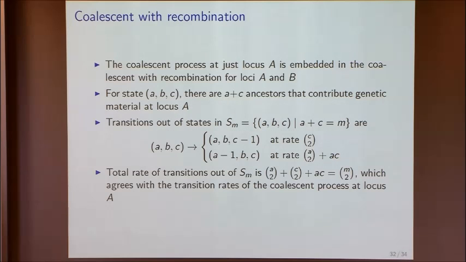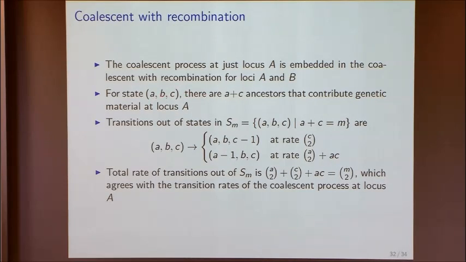Okay, how do we see that this process is consistent with what we saw earlier at just one genomic position? So you can actually show that the coalescent process at just locus A is embedded, the Markov chain for this coalescent process is embedded in this coalescent process with recombination at both loci A and B. So, for the state ABC in this coalescent process with recombination, there were A plus C ancestors that contribute genetic material at locus A, right?